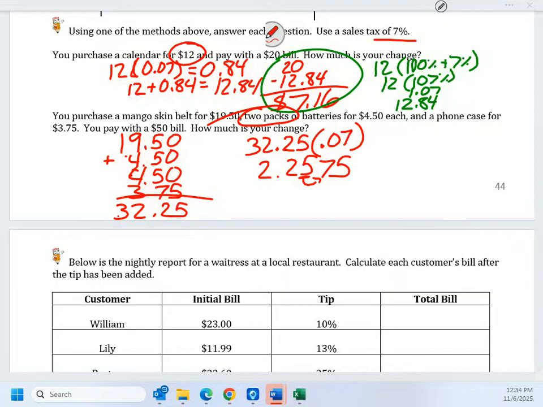So what does that tell me? How do I round that 5? Does it round up or does it stay the same? Colin? It rounds up. So our tax is $2.26. Rounding matters. If you're off by a penny, you will get it wrong. Rounding matters. So now I'm going to add that to my subtotal.